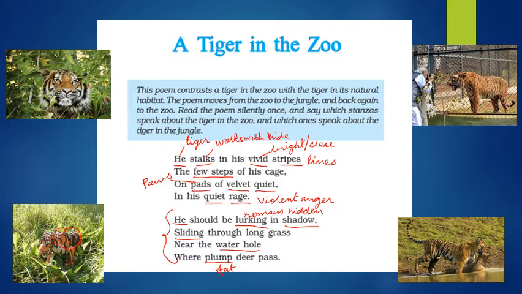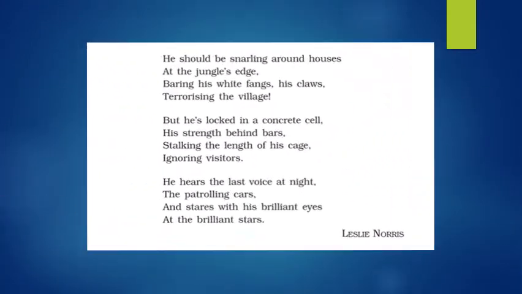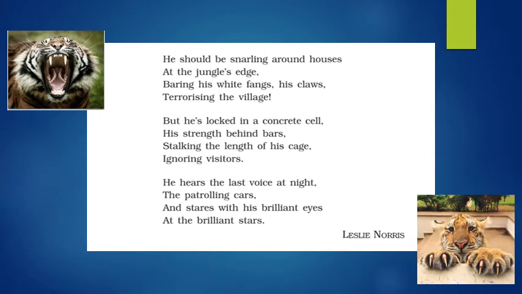Now let's see once again the stanza. He should be lurking in shadow, sliding through long grass near the water hole where the plump deer pass. Now let's see the third stanza. He should be snarling around houses at the jungle's edge, baring his white fangs, his claws, terrorizing the village.